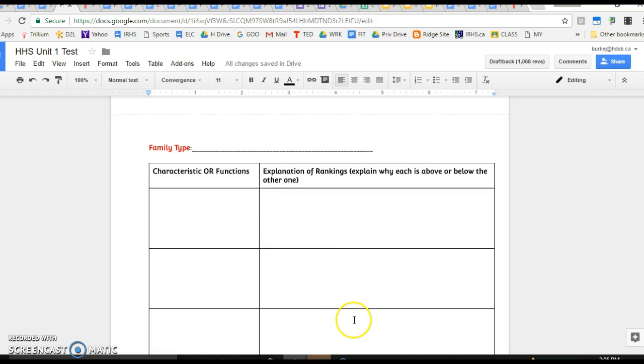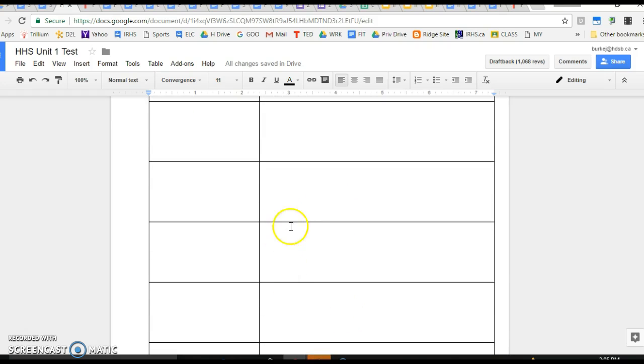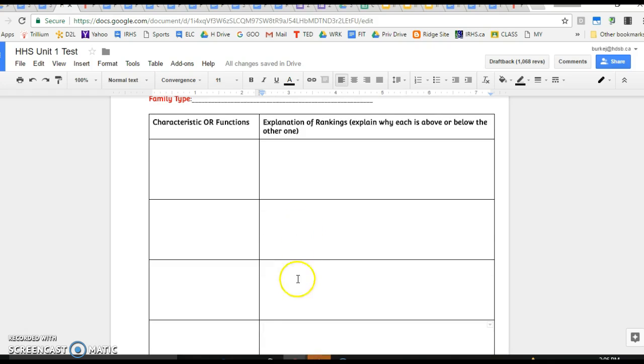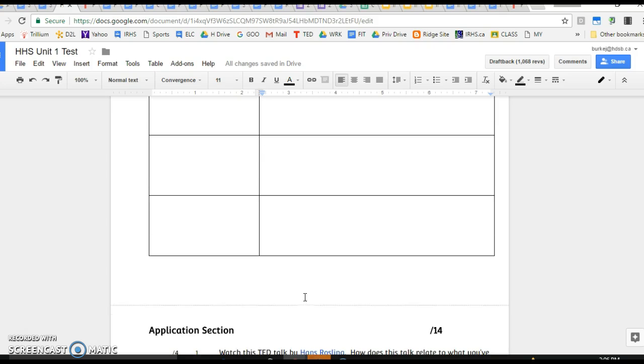Again, the trick is to explain why. Say you have reproduction here and you've got socialization here. Why, for this family in this particular time in history, is it more important to make sure that the children that you have understand how to exist in that society? And why is it less important that you have a lot of children? So this one is less important than this one because, or this is more important than this one because. You're doing all of these comparisons all the way down. This is the part that really matters. It's the reasons why.